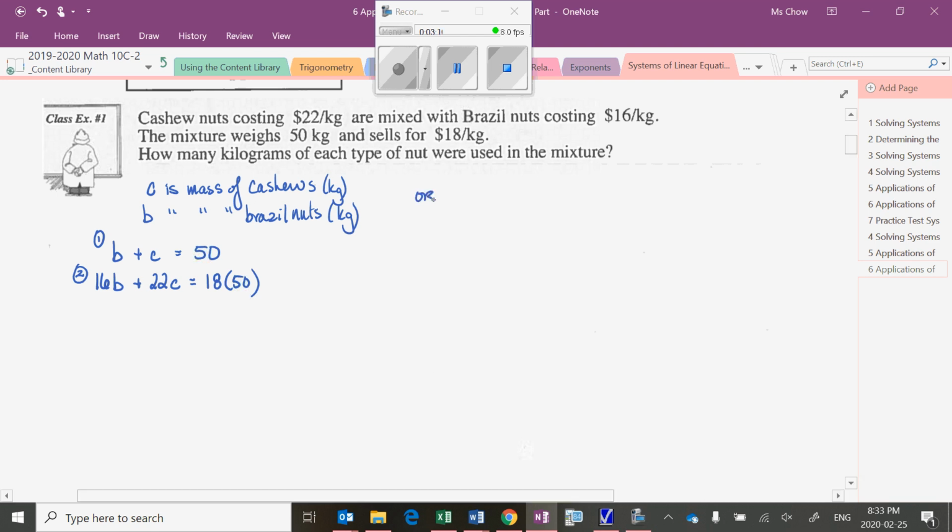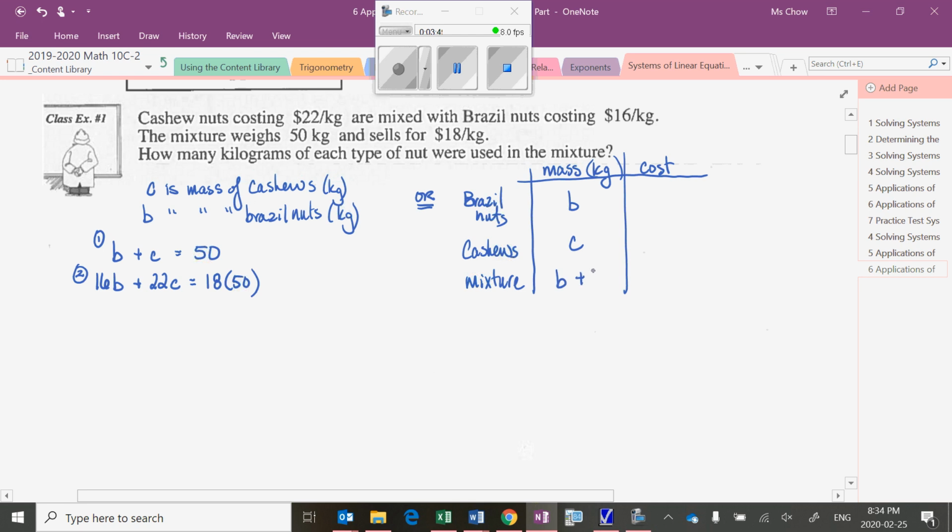Alternatively, we could also label using a table. So we could have Brazil nuts and cashews and the mixture, and then we can split that up into mass in kilograms, and also the cost for those. The mass of Brazil nuts was going to be B. For cashews, it was going to be C. So our mixture was going to be B plus C, which was also equal to 50. We could write B plus C, or we could write 50, but that sets us up for writing our equation right here. So B plus C is going to equal 50.